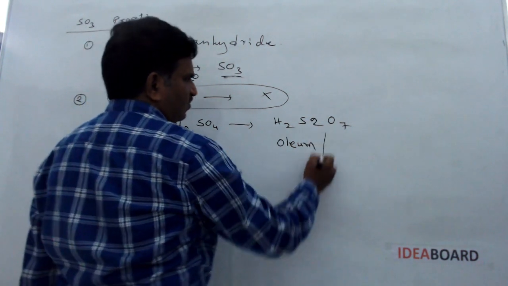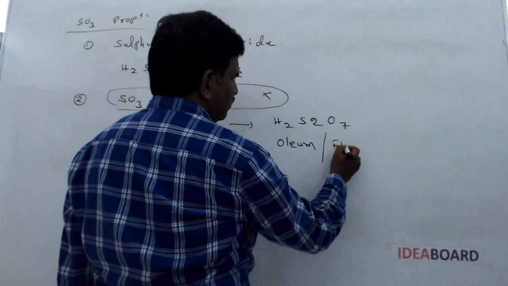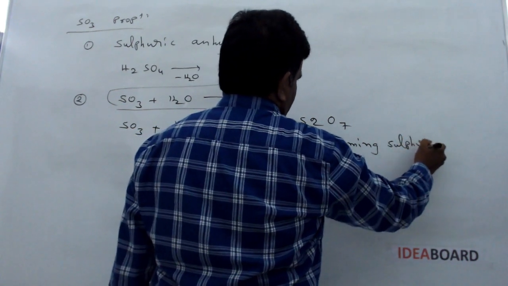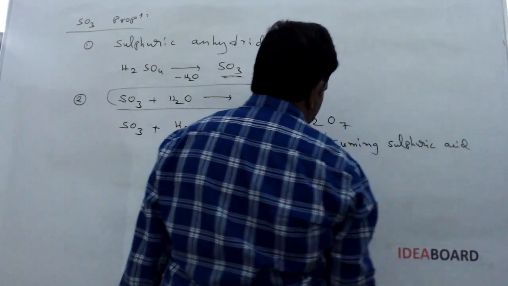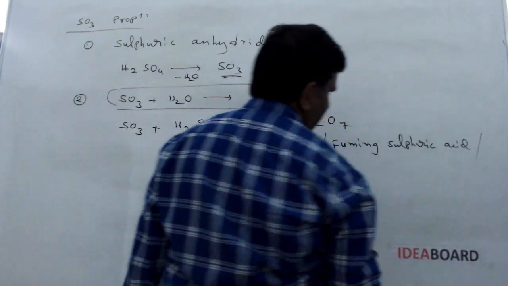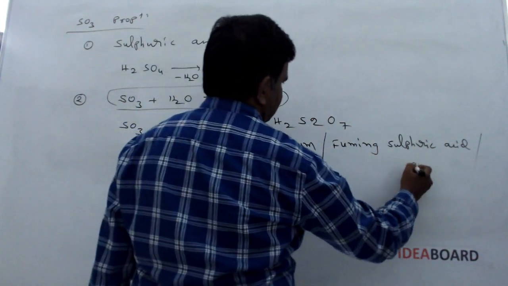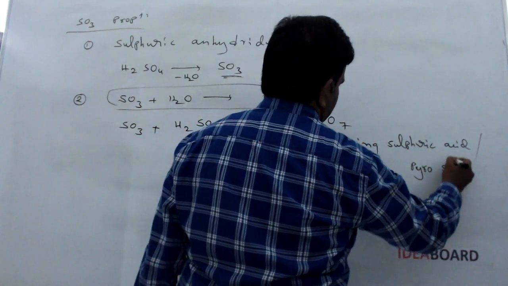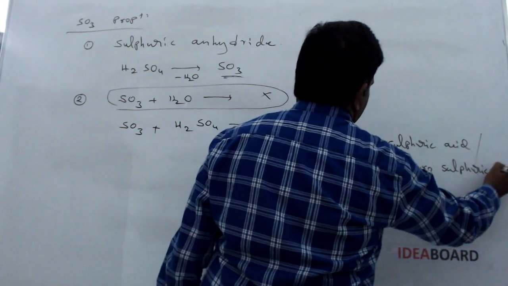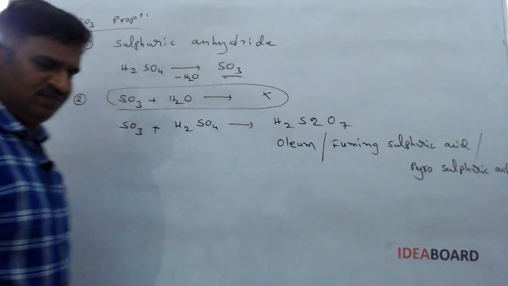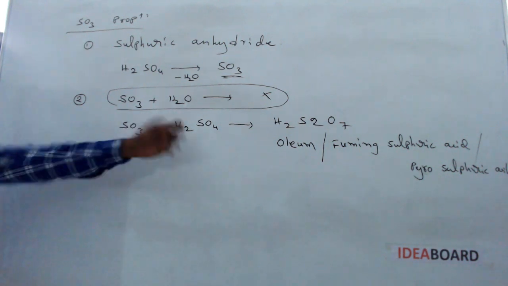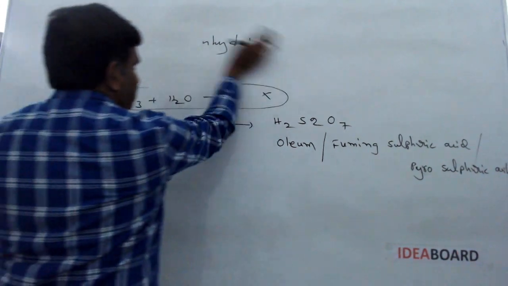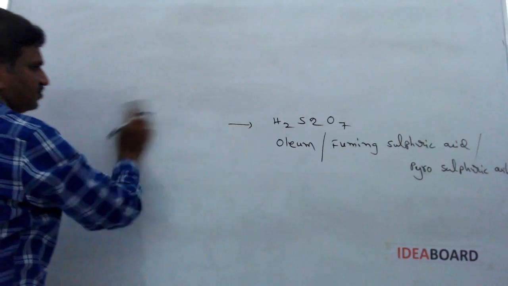The oleum is formed, and this is also called fuming sulfuric acid, or the other name is pyrosulfuric acid. So fuming sulfuric acid or pyrosulfuric acid. These are different names for the oleum, sorry, not sulfur trioxide.